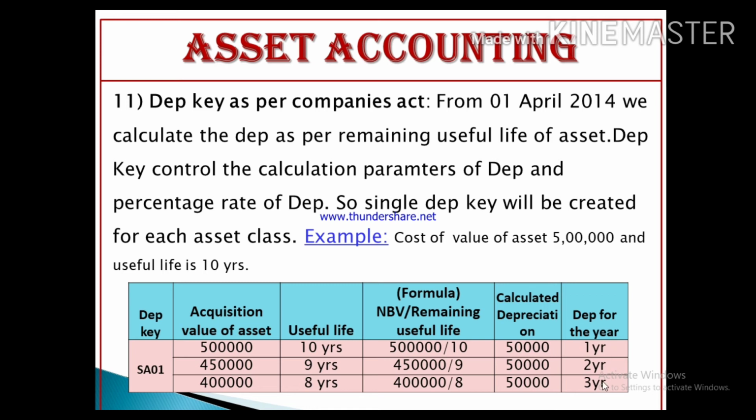Similarly, for the second year, we will calculate on 4,50,000, and the remaining useful life is 9 years. So divided by 9, again 50,000. And similarly for the next year, 4 lakh rupees, the remaining useful life is 8 years, and 50,000 depreciation again. So we need to create this depreciation key, and this depreciation key controls the calculation parameters of depreciation and percentage rate.